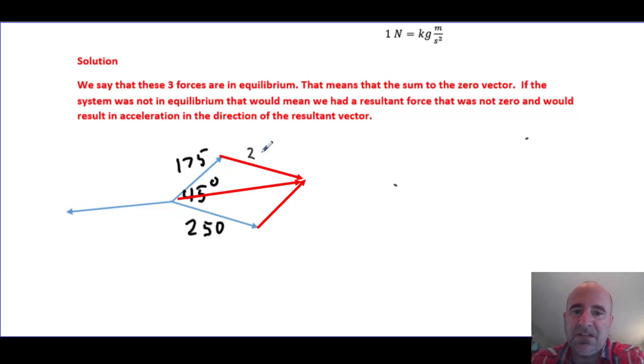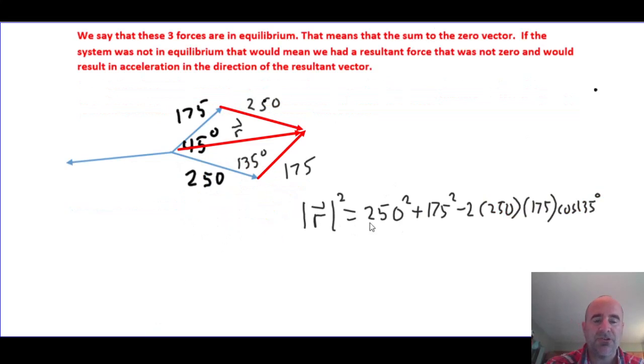So this is 250, 175. I've drawn the resulting force from these two forces. If this is 45 degrees, then we know, of course, that this has to be 135 degrees. And we can use the cosine law to figure out the magnitude of the resulting force. So let's just do that. We're going to need a name for that. I'm going to call this just R. It's very common to use R for resultant force.